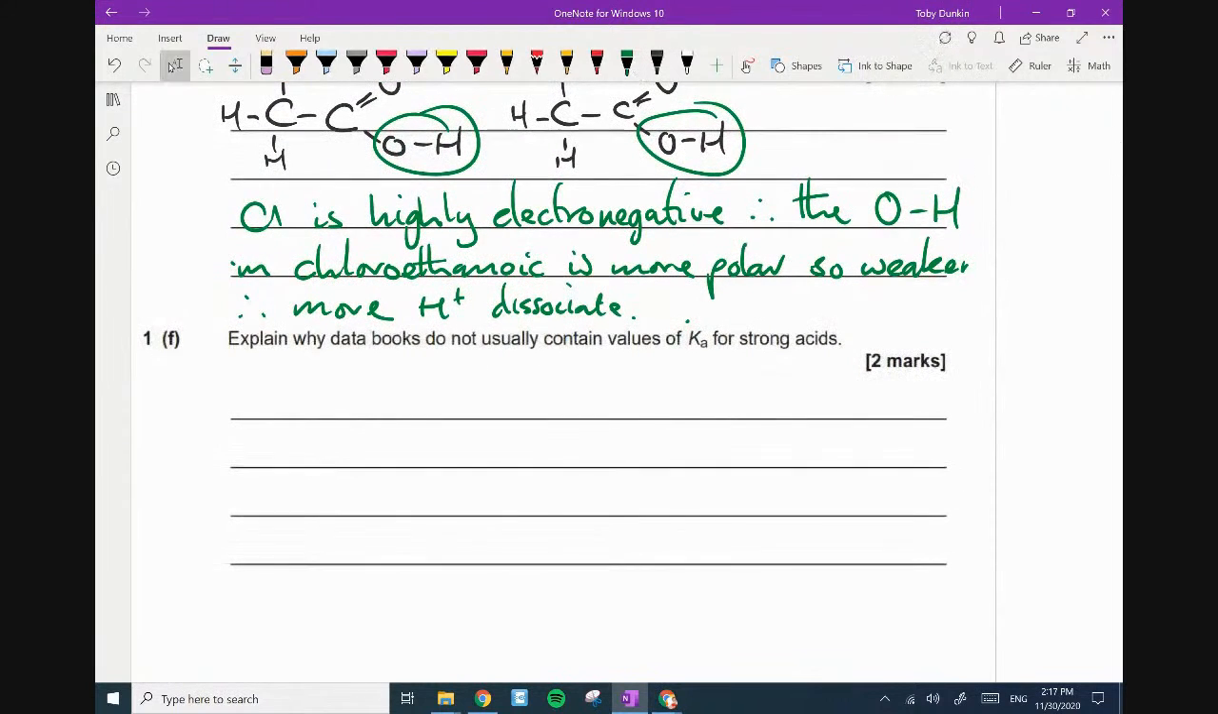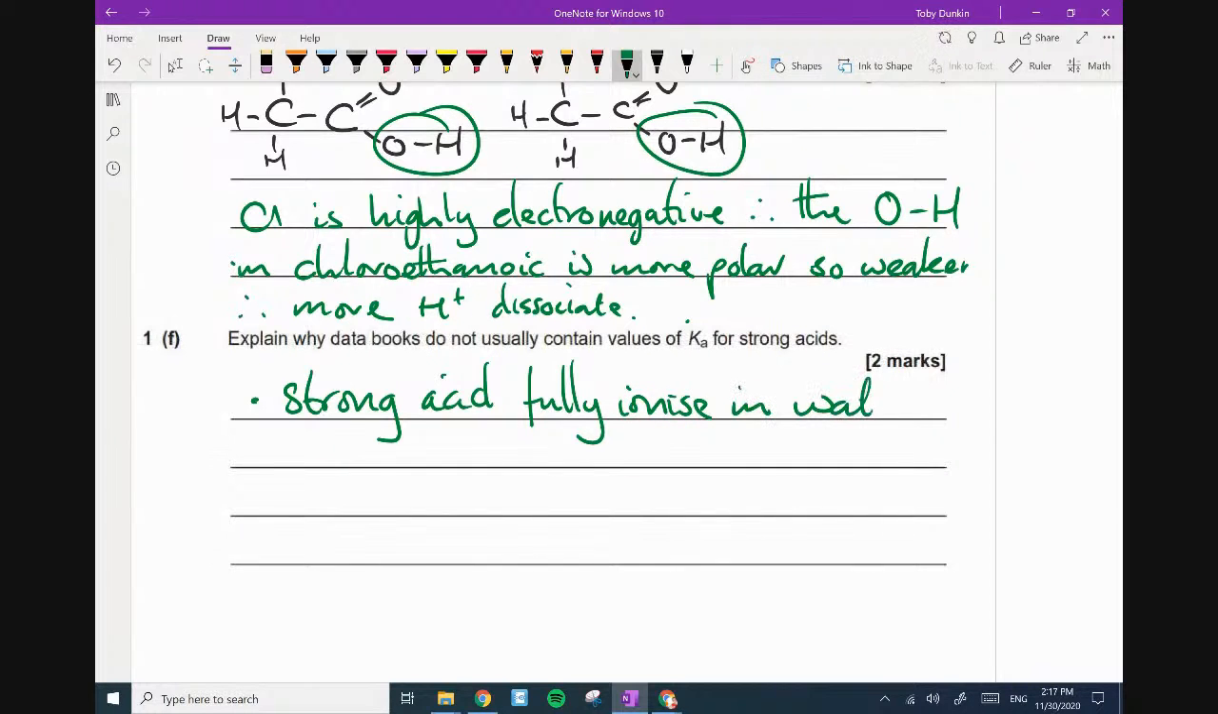Explain why the data book does not usually contain Ka values for strong acids. That's funny. Why would it give a strong acid a Ka value? Strong acids fully ionize in water. Therefore, the Ka value would be massive. It'd be like 10 to the 20. It'd be mental. I've seen them. You can actually get them. Ka value would be infinite.